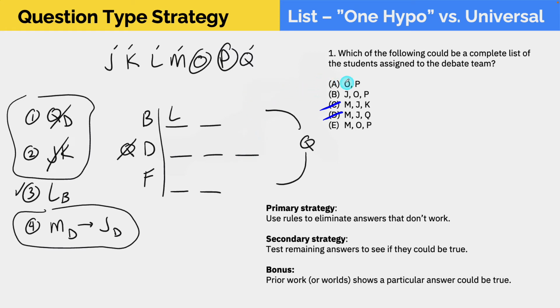So answer choice A is never going to be a complete list because any complete list is going to have 3 people. Finally, we can take a look at the last rule. If M is in debate, then J has to be in debate, and so that's going to get rid of E, which has M on the debate team, but it doesn't have J, so B is our answer.